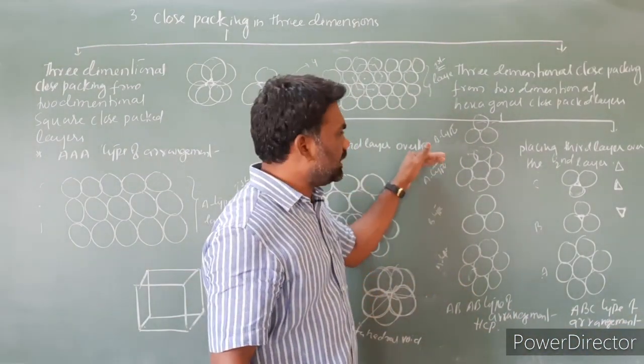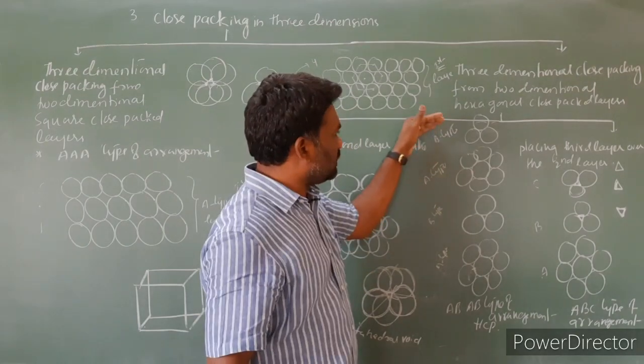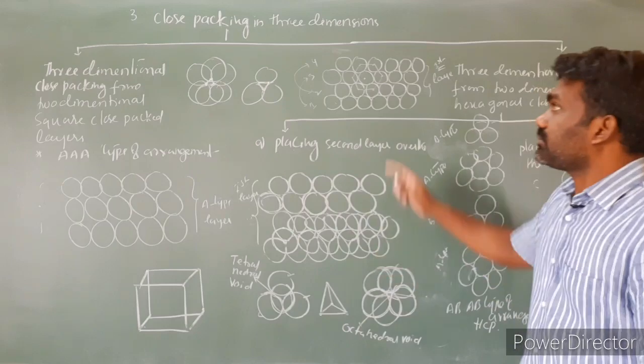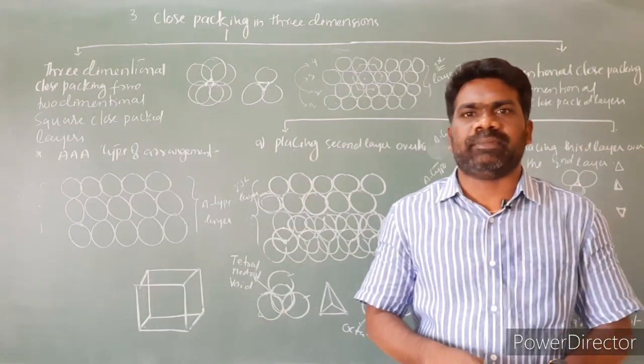But here the third layer is similar to A type, and the fourth similar to B type, which is AB type of arrangement. So this is close packing in three dimensions.